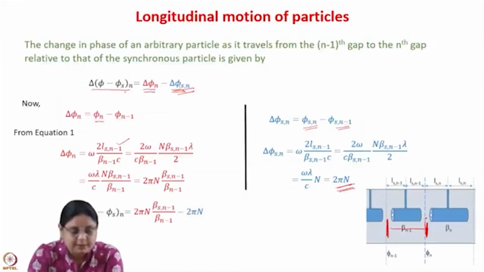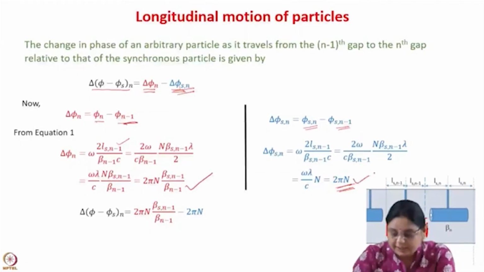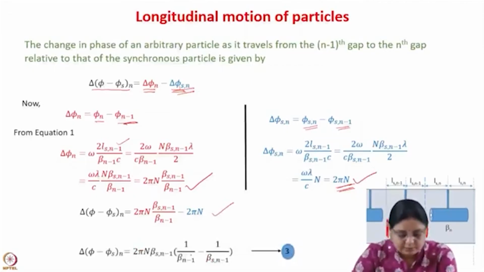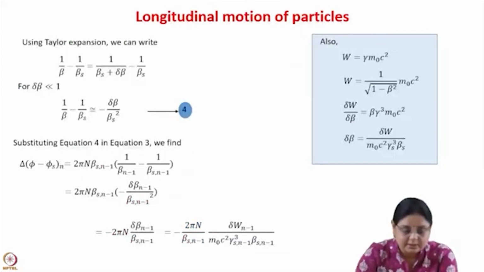So delta phi minus phi s into n is equal to, we can substitute the values here, phi n minus phi n minus 1. So phi n is this and phi n minus 1 is this. We put in the values here and this is what we get. We can take beta s n minus 1 common here and we get 1 upon beta n minus 1 minus 1 upon beta s n minus 1. Now we can evaluate this quantity in the brackets.